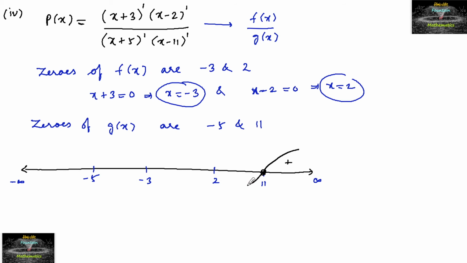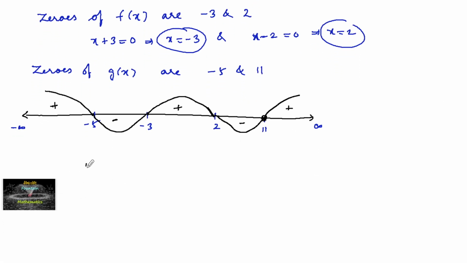The curve will come to the negative side, and again at the point 2 it changes from negative to positive, and again at −3 it changes the curve from positive to negative, and again at −5 it changes from negative to positive. So this is how the wavy curve is drawn, and then we can identify the solutions for this.